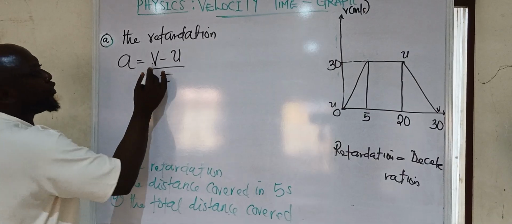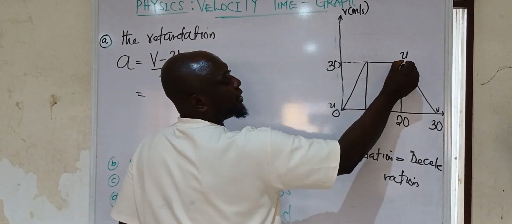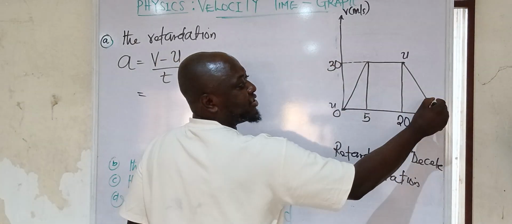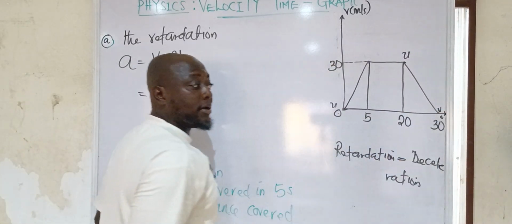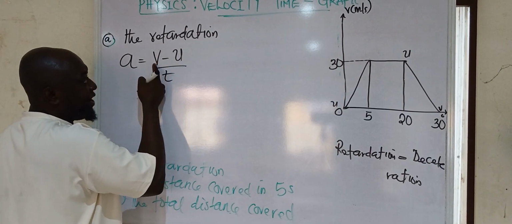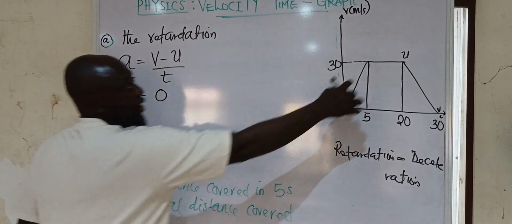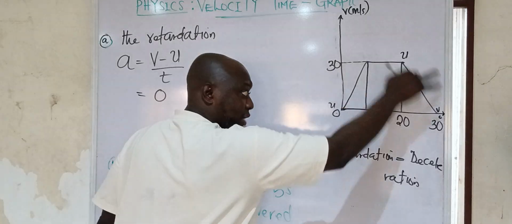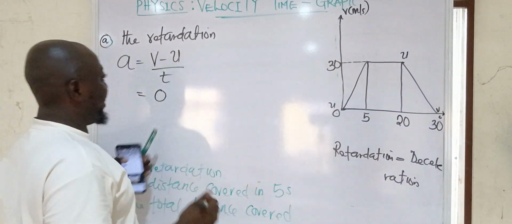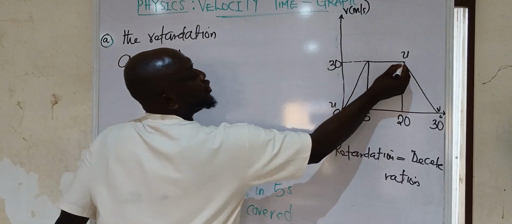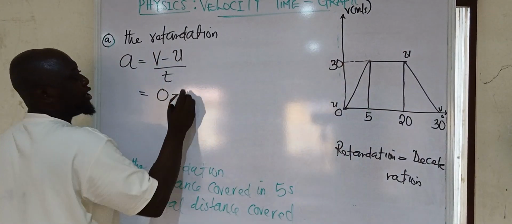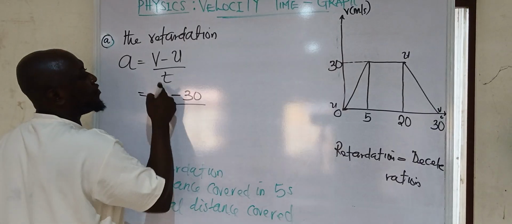Now, what do we know from here? My U is now this one. This becomes my U, while V, dropping down to rest, becomes 0. So my V now is 0, because when it decelerates, that means it comes to rest, which means it's 0. So 0 minus the U, which becomes the acceleration now. So here becomes 30 all over the time.